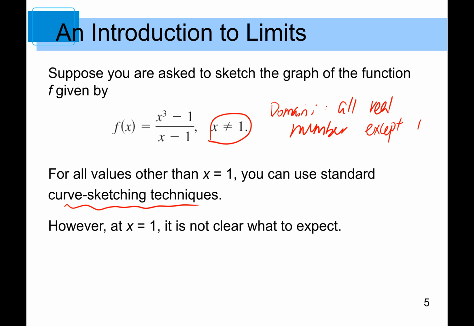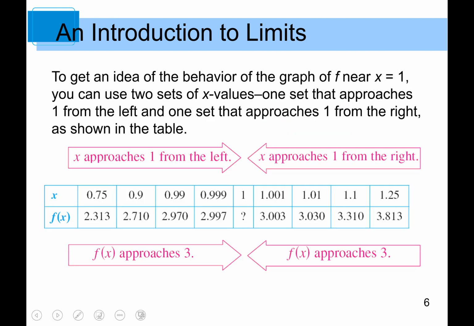However, at x equals 1, it's not clear what to expect. So let's take a look at that. To get an idea of the behavior of the graph of f of x near x equals 1, you can use two sets of x values. One of them is from the left. The values on the left could be 0.999, 0.99, 0.9, 0.75. As you can see, the numbers are listed in increasing order, so 0.75 is the smallest among all these numbers: 0.75, 0.9, 0.99, 0.999, and 1.